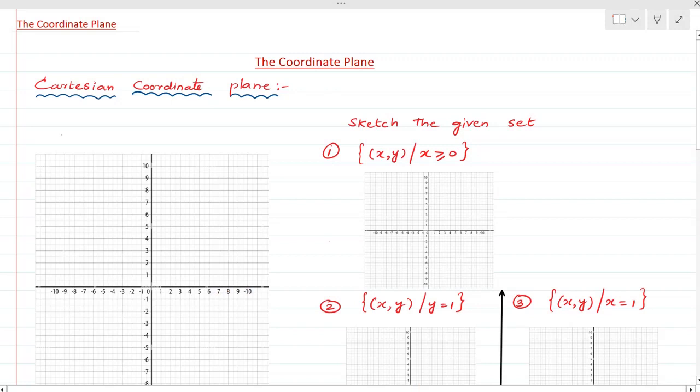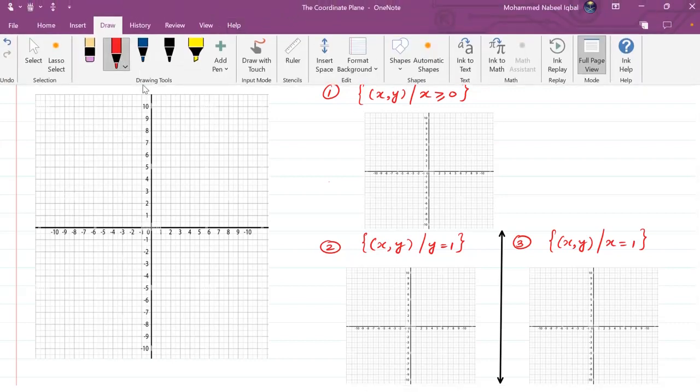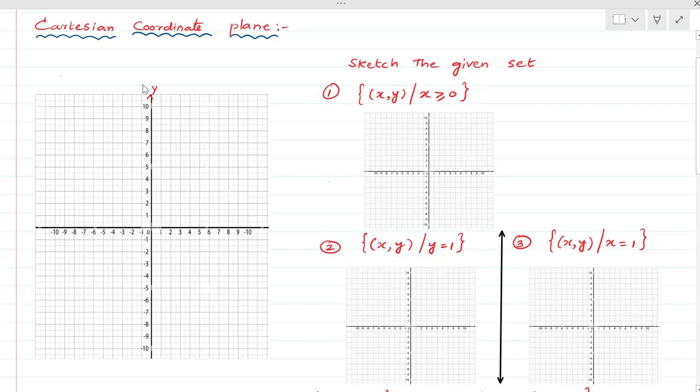In this video, we are going to discuss the Cartesian coordinate plane. The Cartesian coordinate plane is nothing but the x and y axes, two dimensions. This is the y axis and this is the x axis. So let us plot some points.